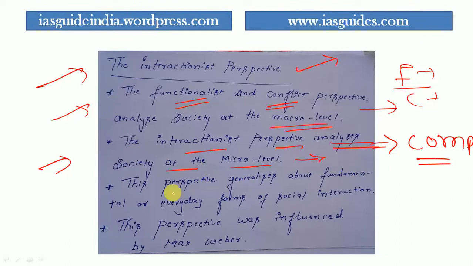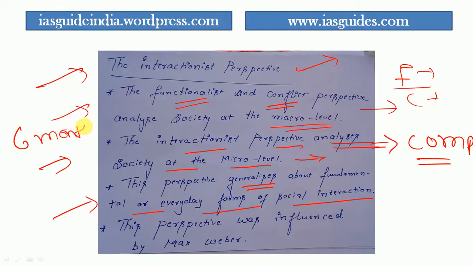This perspective generalizes about the fundamentals or everyday forms of social interaction. The point to be noted here is generalizes. It is not a specialist kind of thing, it only generalizes the everyday forms of social interaction. The interaction perspective observes the conversations between different individuals in a generalized way, what interactions they are having today and tomorrow. They will not note down each and every thing, they will just carry out certain experimentation, taking, let's say, 6 months.